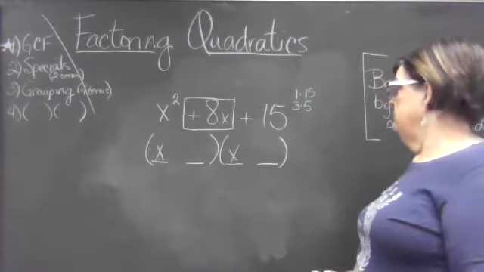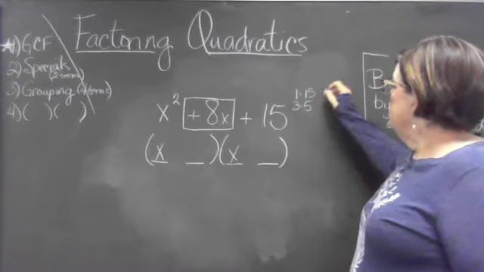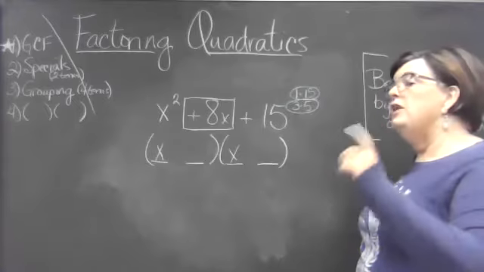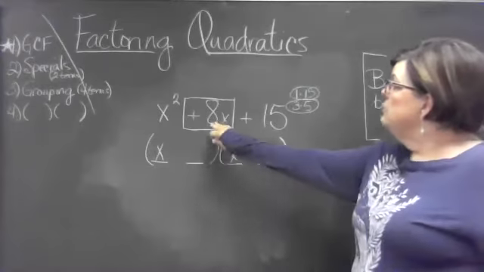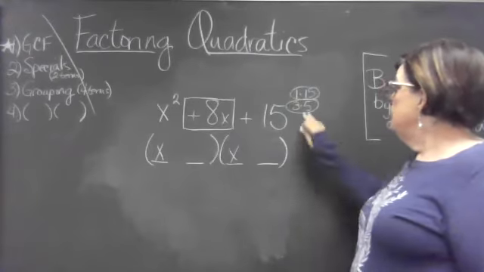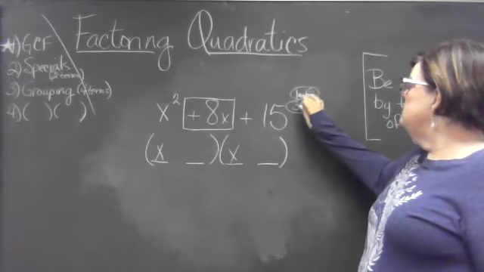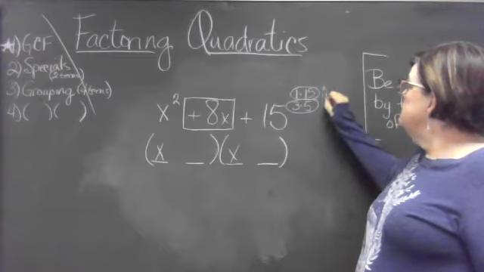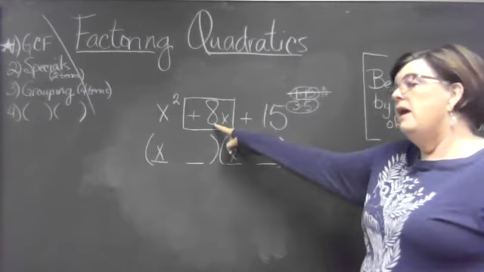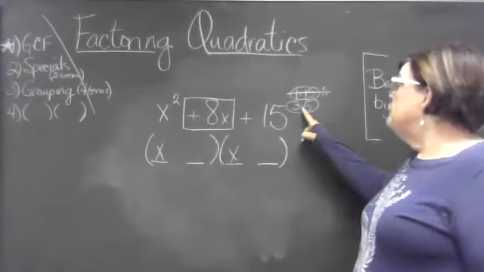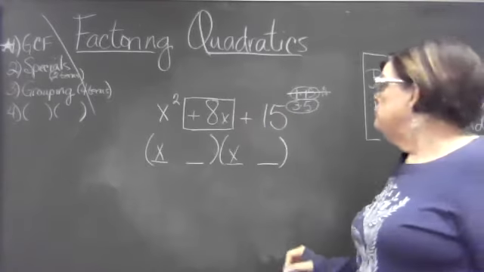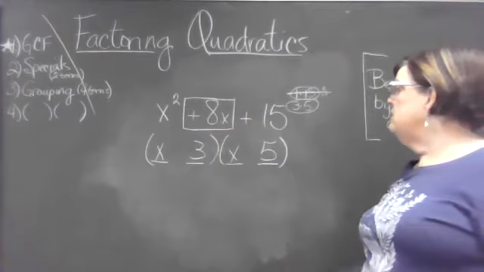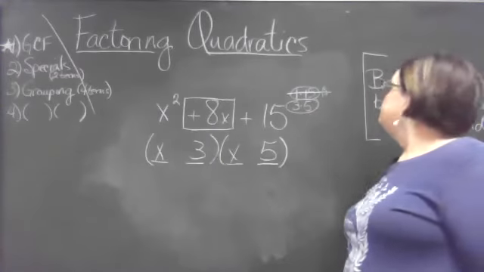Now, what you need to do is look at this pair or this pair and see which pair would add or subtract to your middle term. Notice that the 1 and the 15, if you added them, you get 16. If you subtracted them, you get 14. So that won't work. I need 8. But if you add the 3 and the 5, you will get 8, right? So 3 and 5 are our numbers that we put in the back. Okay.